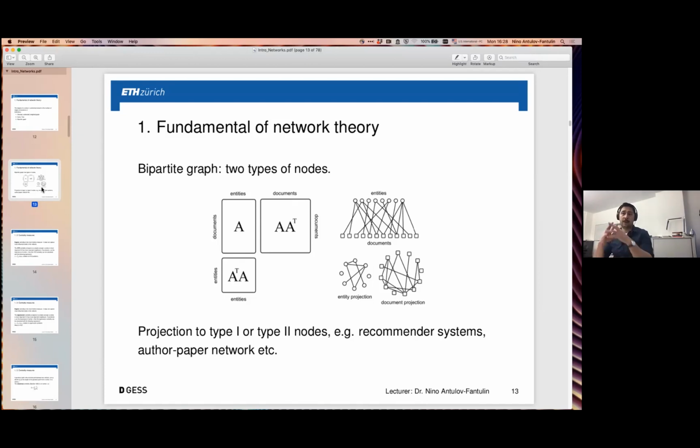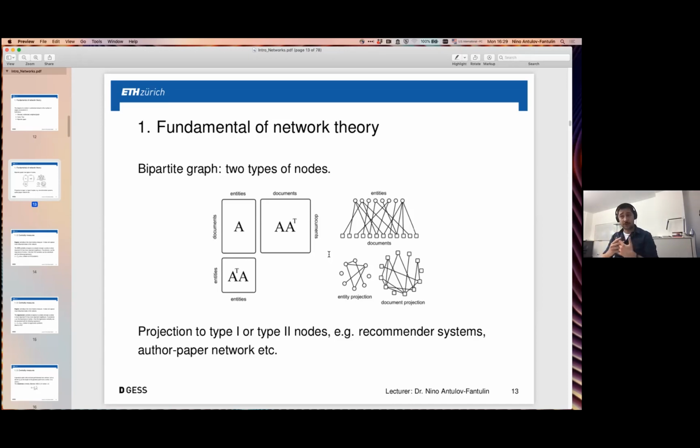In a bipartite graph, we have two types of nodes, and usually you see a lot of these things in, let's say, the information retrieval community, and also in machine learning recommender systems. For example, you could have documents and entities, and from this matrix, you can actually do the projection. You can do a projection to documents or, for example, to entities.